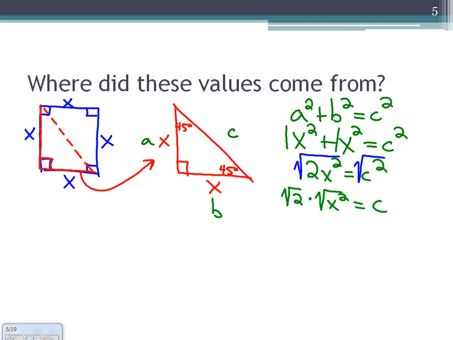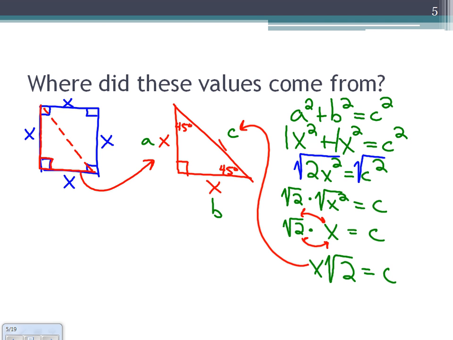Here, can we do anything with the square root of 2? Is that a perfect square? No. So carry it down. Times, what do I get with the square root of x squared? Just x equals c. And then my last step is I'm just going to rearrange. So I'm going to switch this order. Not 2 squared. What's that called, Marshall? Square root of 2. Good. So you get x root 2 equals c. X root 2 equals c. And that is where we get that value, x square root 2.